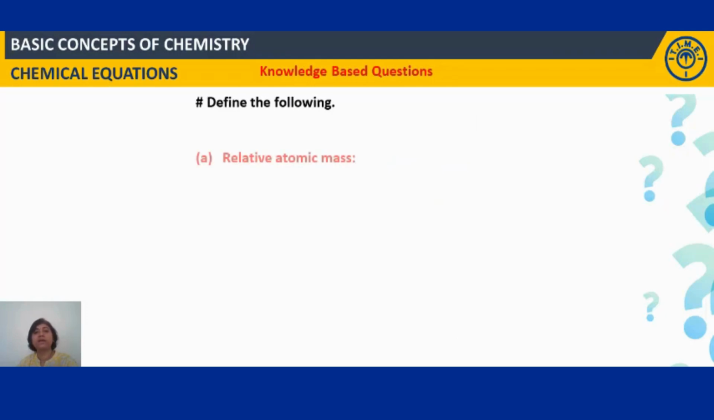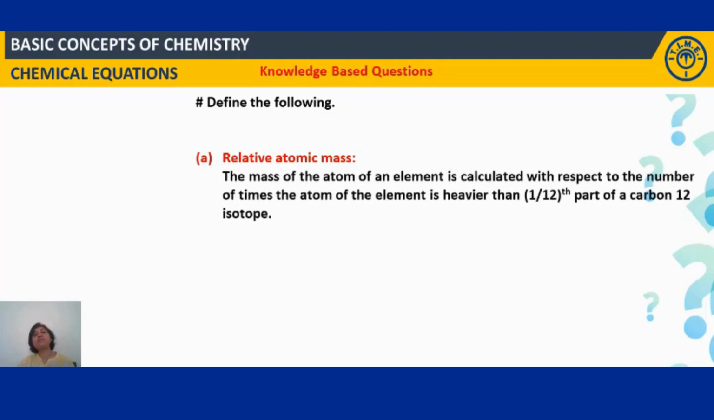Define the following. Relative atomic mass. Relative atomic mass, the word relative means it is a comparison. So let's see the definition, then I will highlight the keywords in it. The definition is, the mass of the atom of an element is calculated with respect to the number of times the atom of the element is heavier than 1/12th part of carbon 12 isotope.